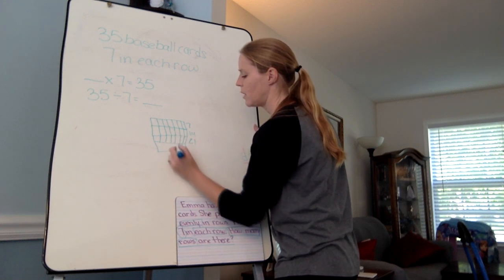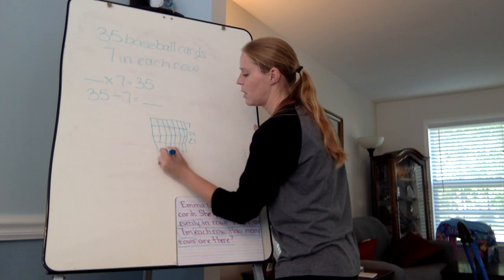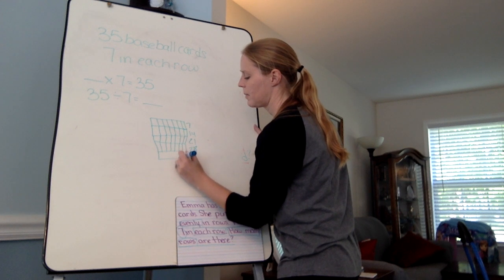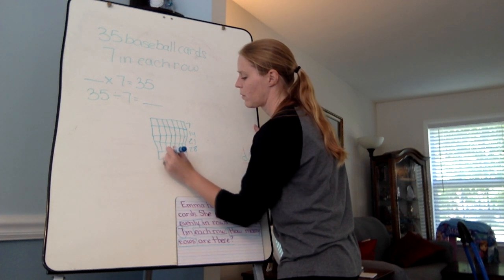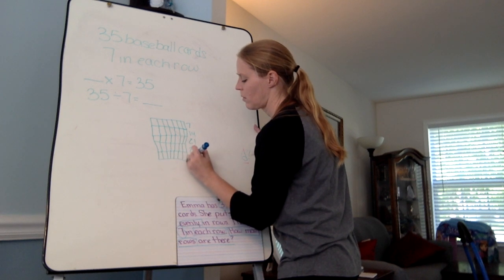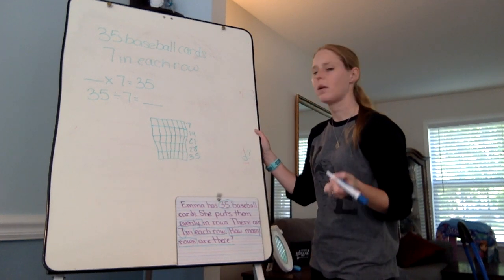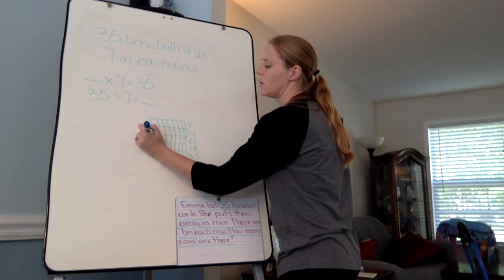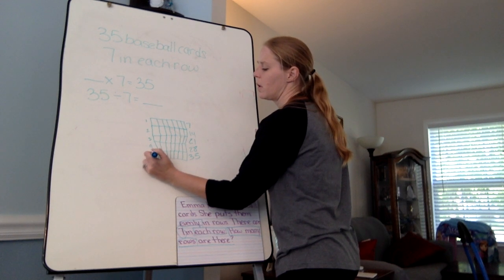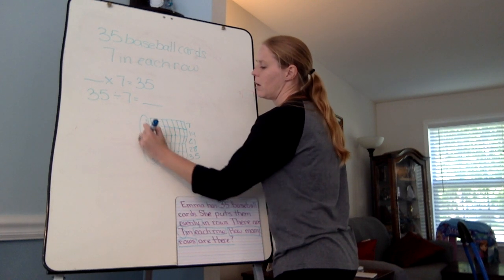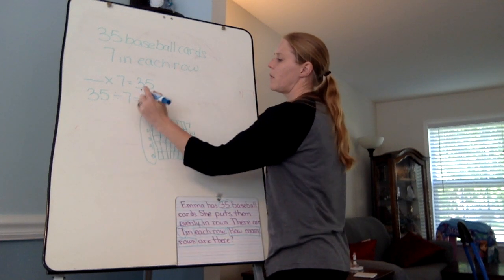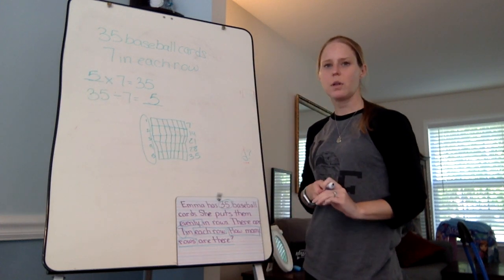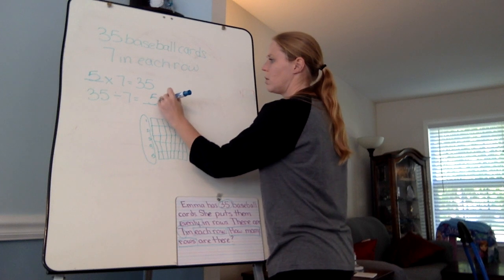The lines are not even today, guys. I'm sorry. So now I count and figure out how many groups of 7 I made. 1, 2, 3, 4, 5. So 35 divided by 7 equals 5. 5 times 7 equals 35. Rows this time.